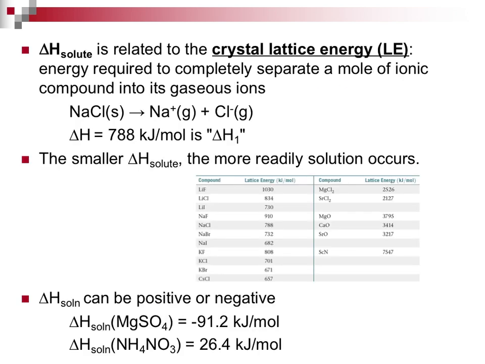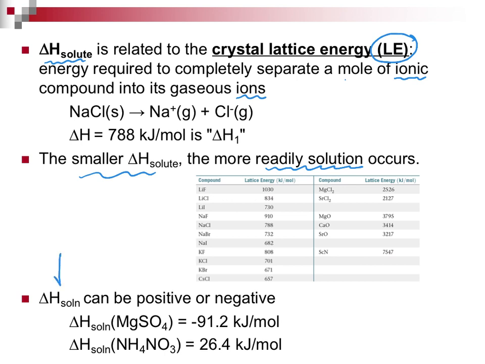So delta H solute, that first term, is related to the lattice energy from Chemistry 1210. And as you recall, it's the energy needed to separate a mole of an ionic compound into its gaseous ions. The smaller the delta H of solute, the more readily the solution occurs. Hint, hint, midterm question, okay?